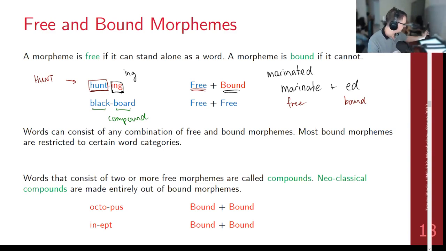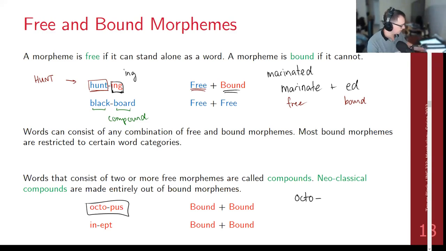I remember teaching LING 220, Introduction to Linguistics, and a lot of questions are like, can we make words with just bound morphemes? Or, hey, we have this word, and you ask, well, what's the root or what's the base? That's sometimes a confusing question because you say, well, neither of those can stand on their own. So an example of this is a word like octopus.